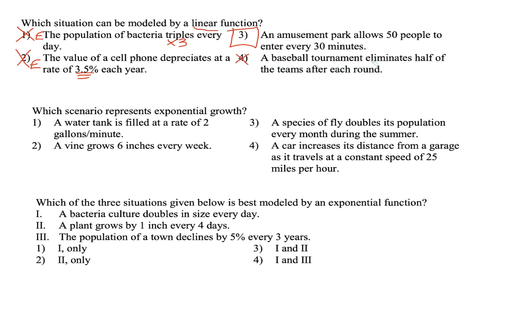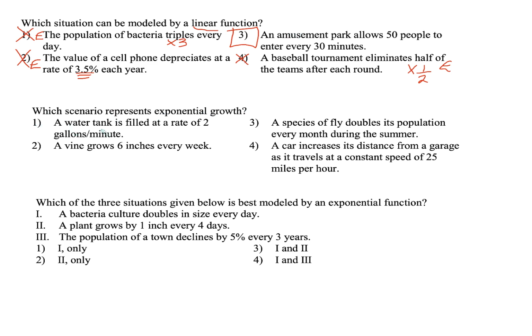A baseball tournament eliminates half of the teams after each round. Half means you're multiplying by 1/2. This would be an exponential function. So notice the difference between exponential and linear. Exponential has a multiplication factor and percentages, while a linear function indicates that you're either adding or subtracting by a constant value. Which scenario represents exponential growth?